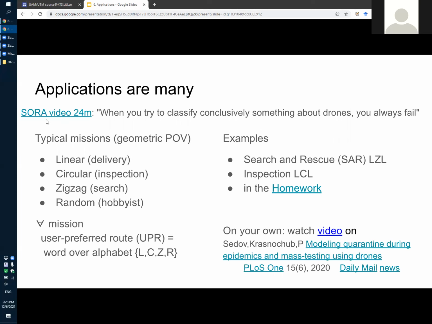In fact, you might have seen this in the Sora video from Lorenzo Morzilli that you had to look at. They say that when you try to classify something about drones, you always fail. And maybe there is a good reason, because there are so many different applications. We don't have to think about what the drones will be doing. And that's one of the reasons why regulations are risk-based and not trying to understand what the drones are doing. Business is business. We can nevertheless classify missions as we did in the previous slide.